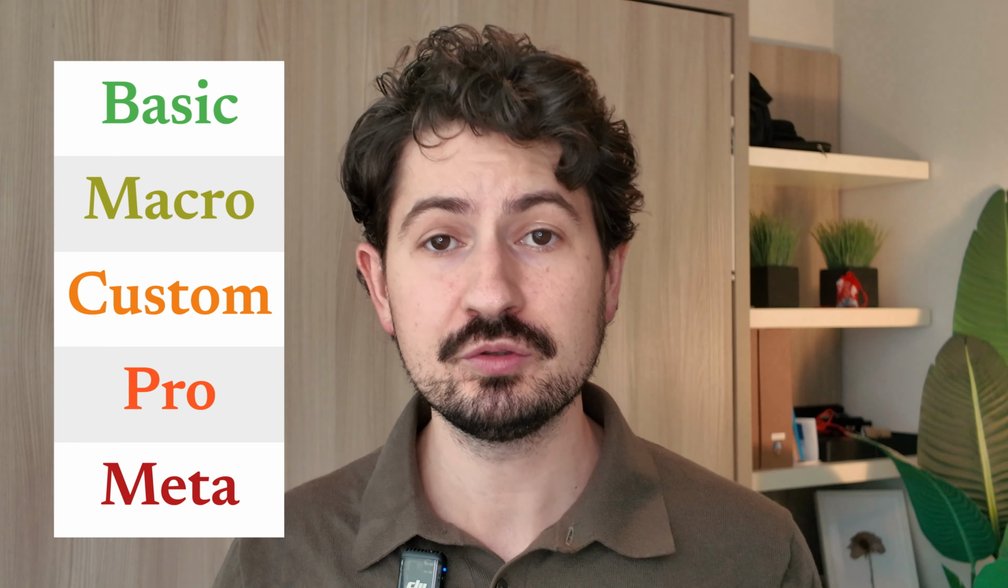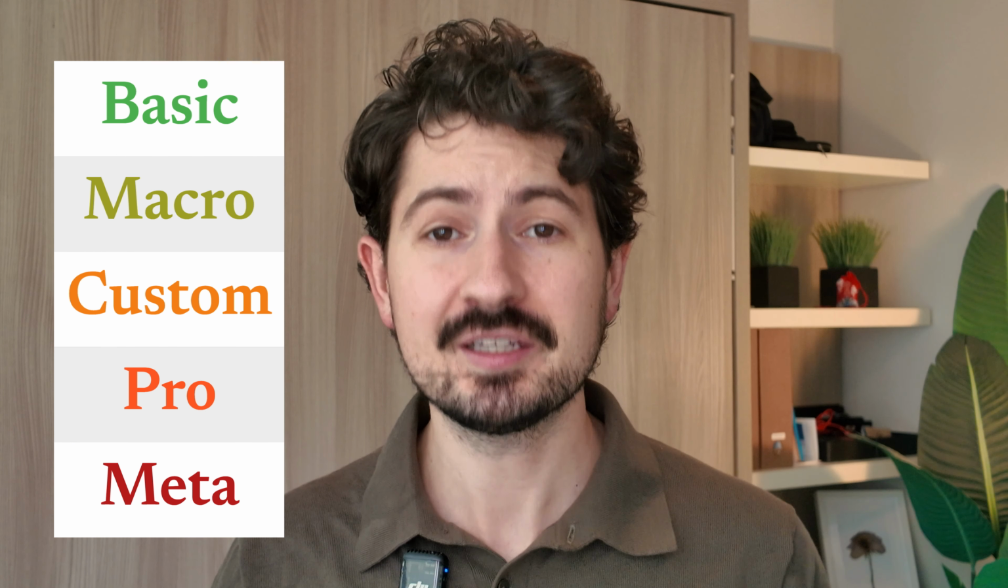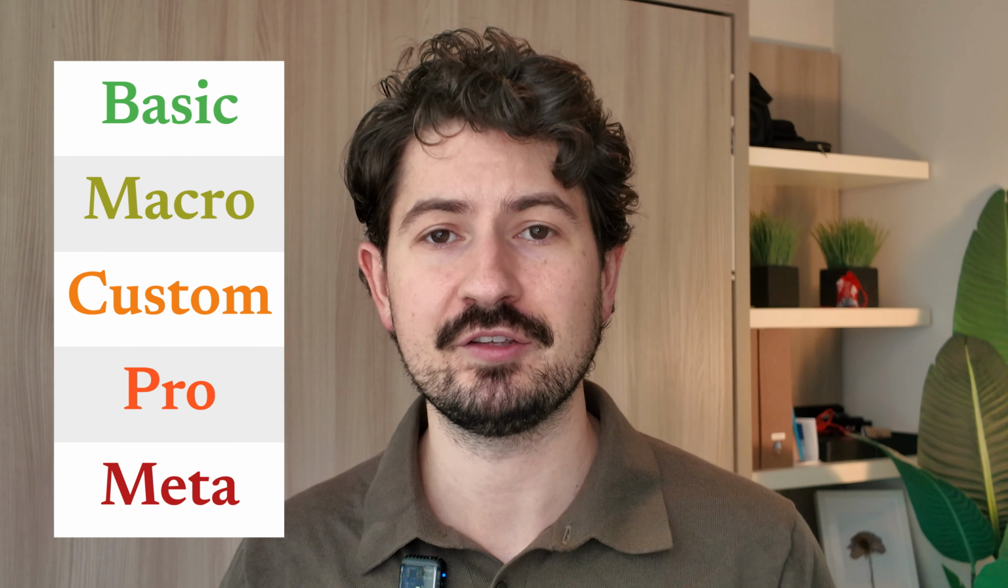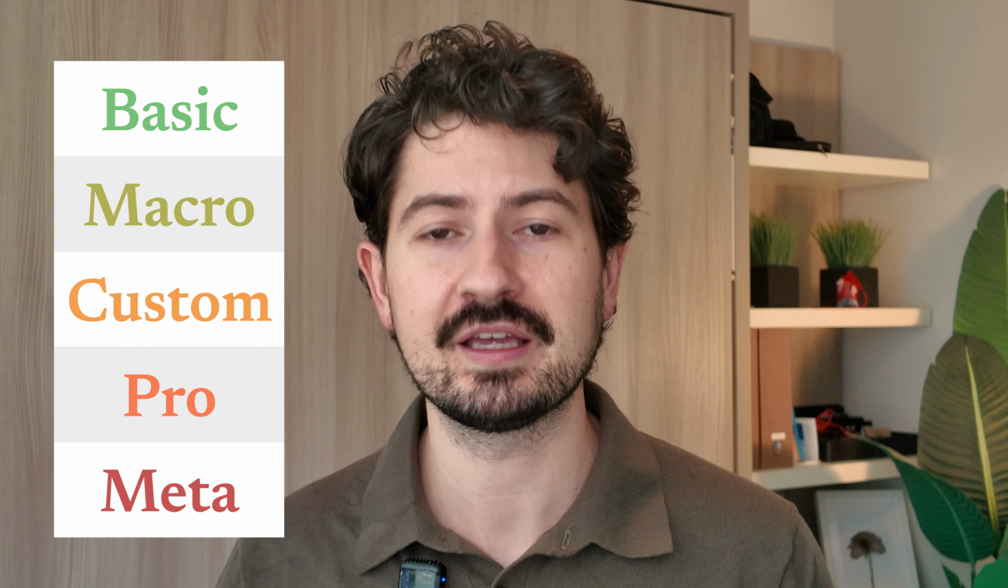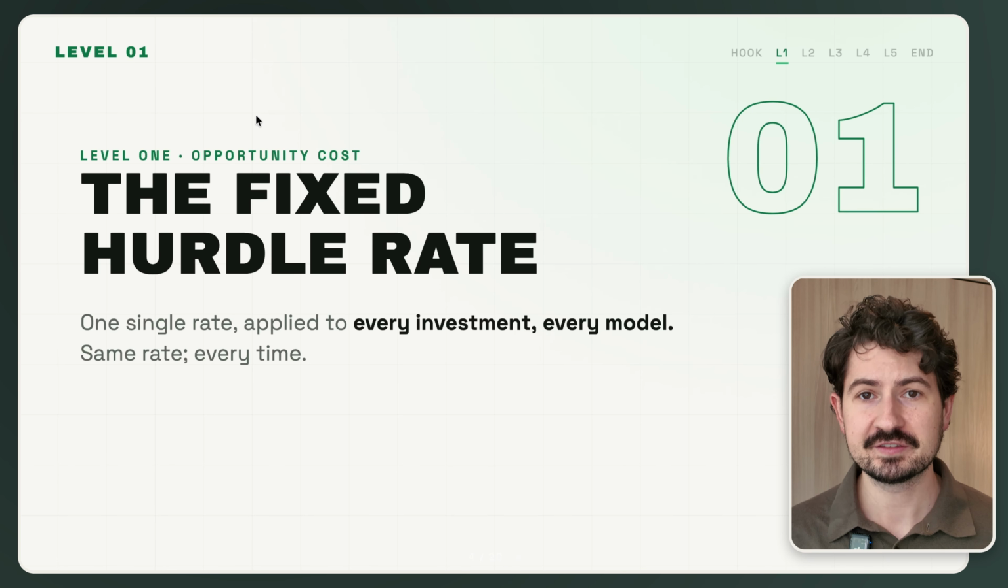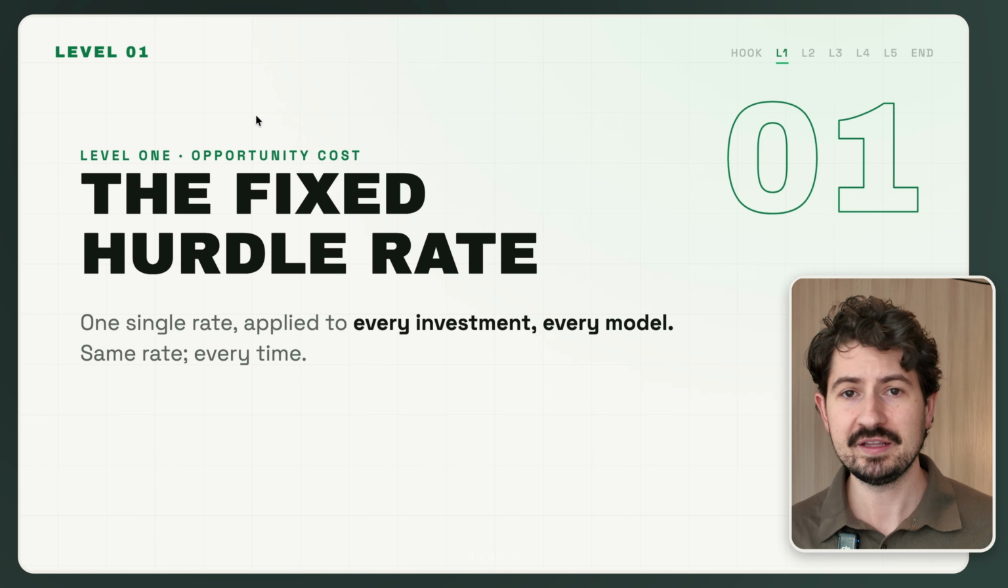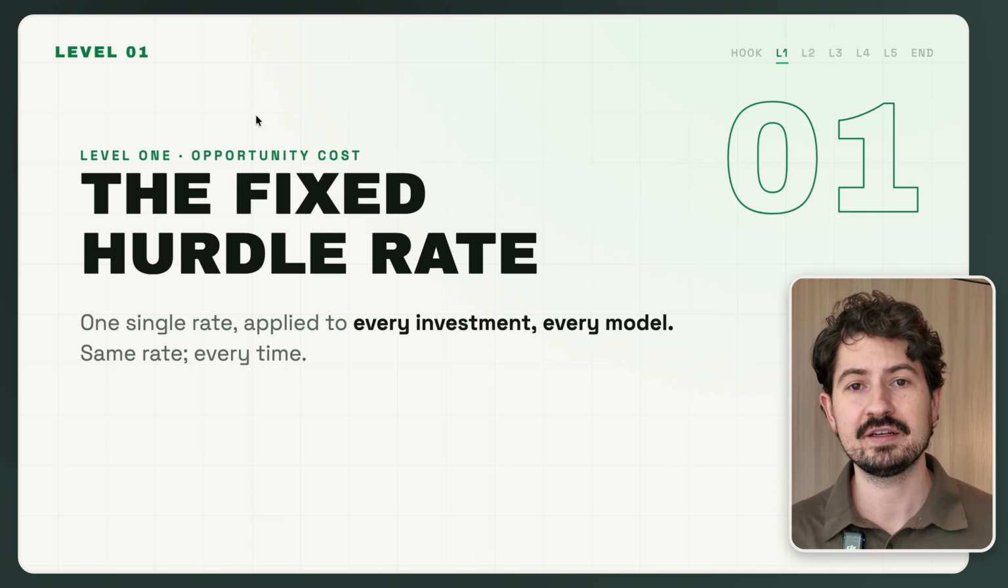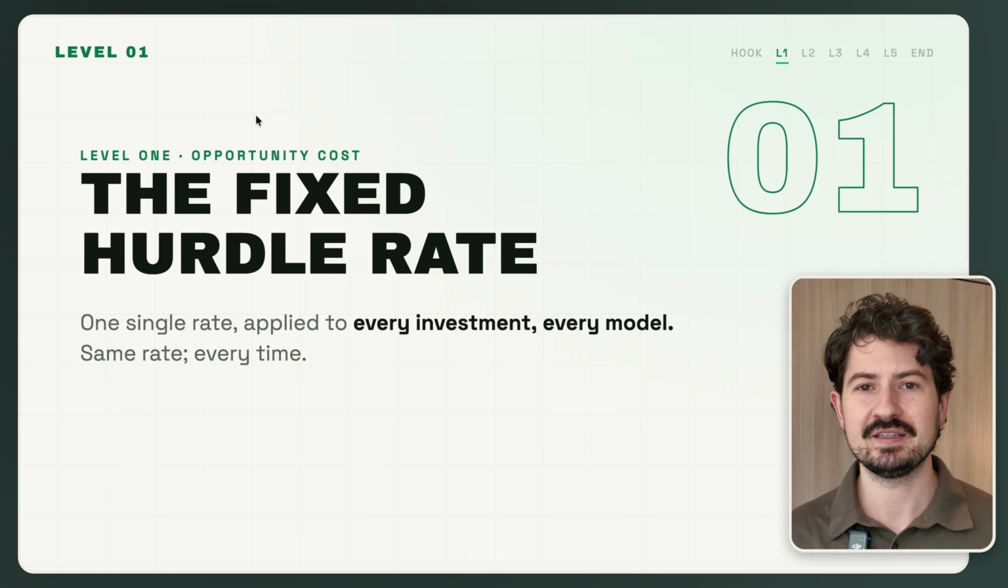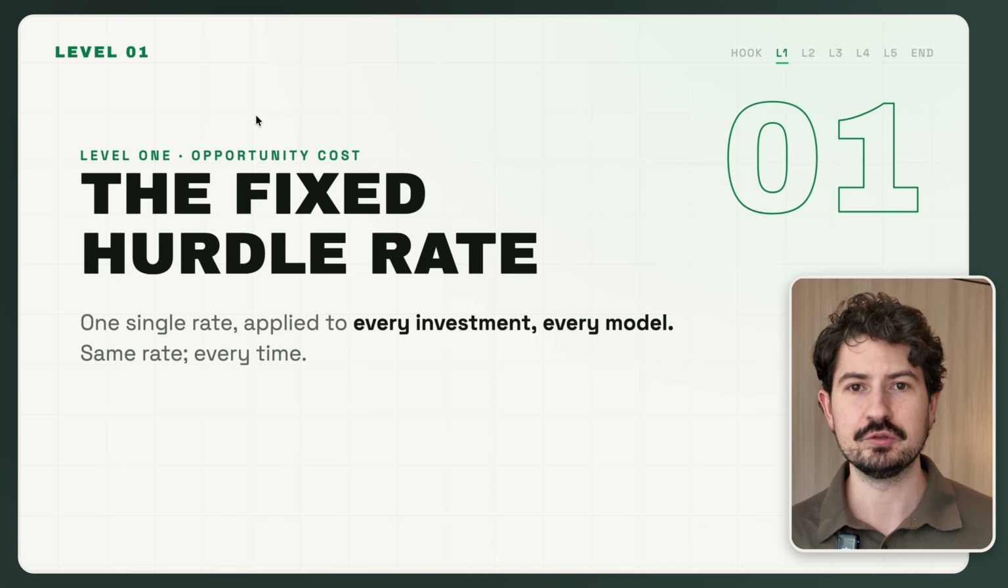That's why in this video, I'm gonna go through the 5 levels of choosing a discount rate and how to think about it at every step of the way so that you actually understand what you're doing and are confident in your decision. So level 1 is the fixed hurdle rate. So this is a rate that you choose, and no matter what analysis that you're doing, you keep it the exact same. Every model, every investment, every analysis, you use the same rate.